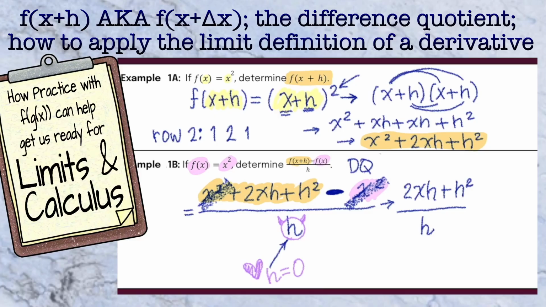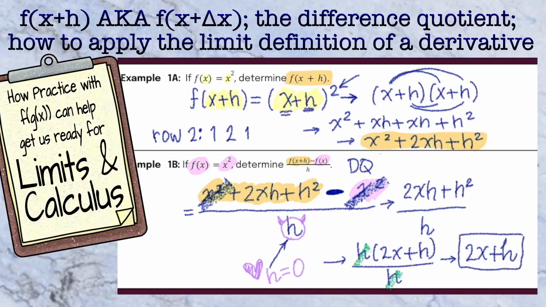So let's go down here. I'm going to factor out an h, and that leaves me with 2x plus h all over h. And now that little monster in the denominator, we're going to be able to get rid of him. We're going to be able to cross out this h and this h. Bye-bye. That leaves us with, for now, the answer of 2x plus h. And that's beautiful, and we love that.